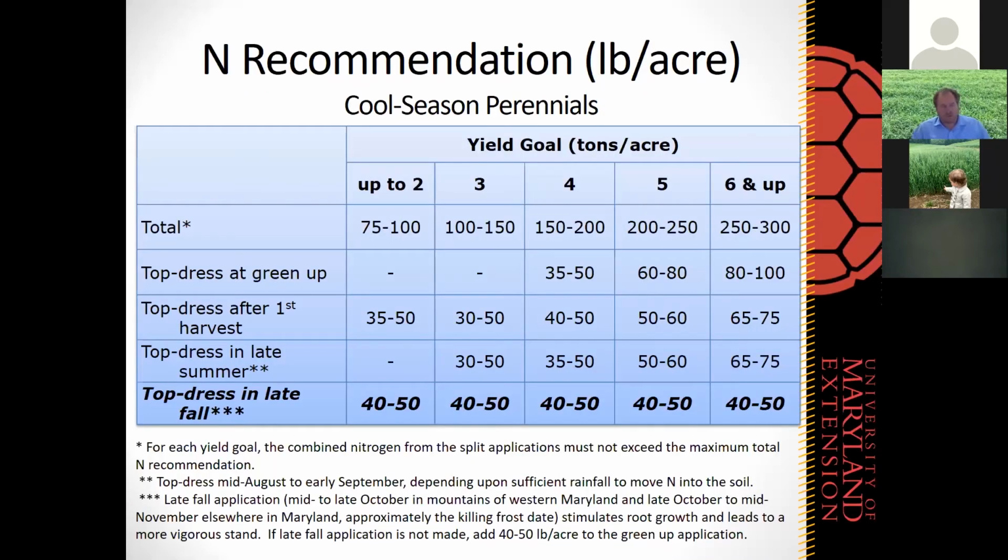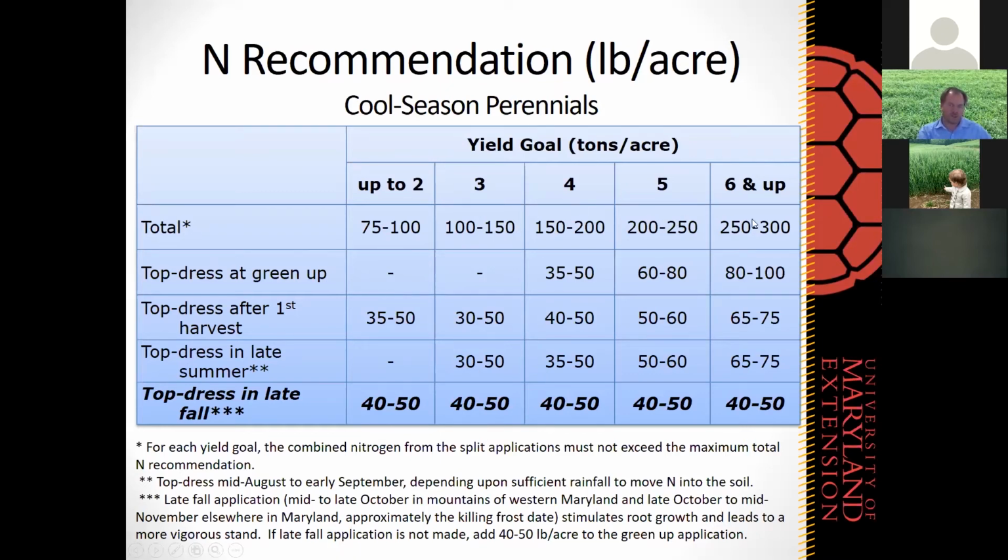If we look at those nitrogen recommendations, again, this is concentrating on cool season perennials. The green up application is actually removed for lower yielding fields. So up to 3 tons, you're not putting on that application at green up, but you are putting on an application down here in late fall. So we're going to do a late fall application in late October, early November. We're going to come in after our first harvest in May with a second application, and then a top dress in late summer for our third application.